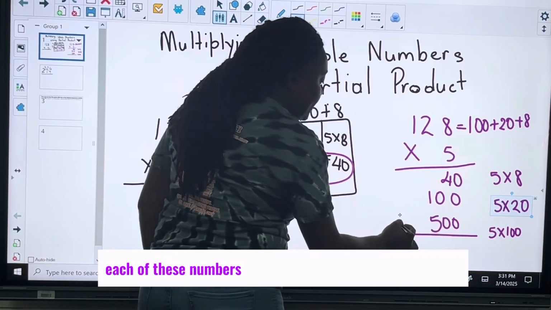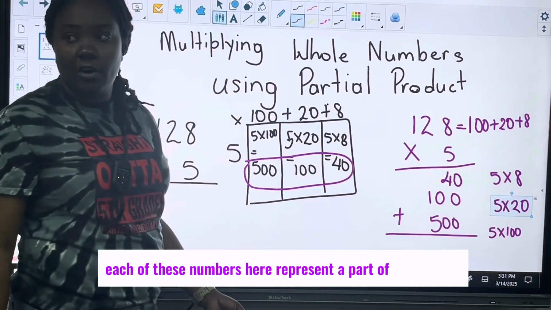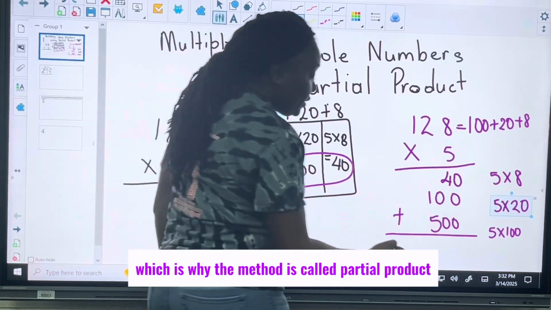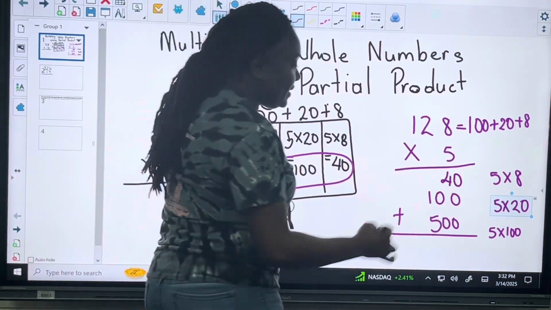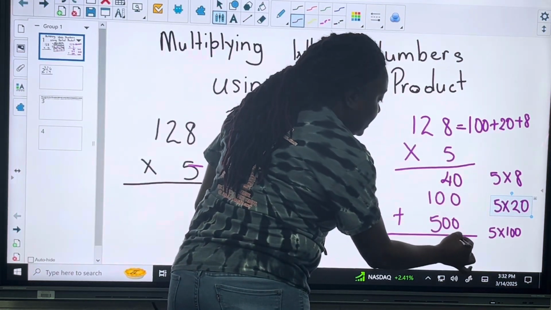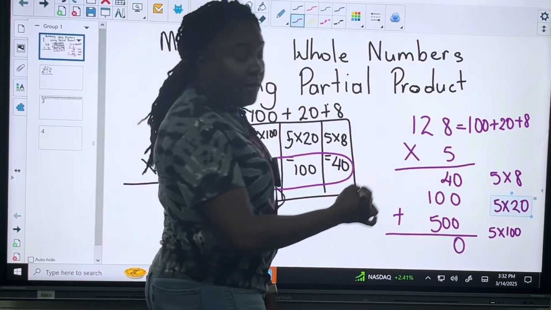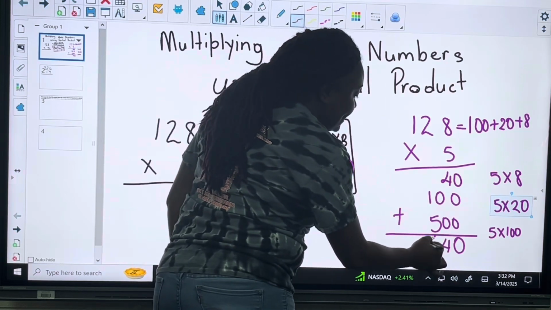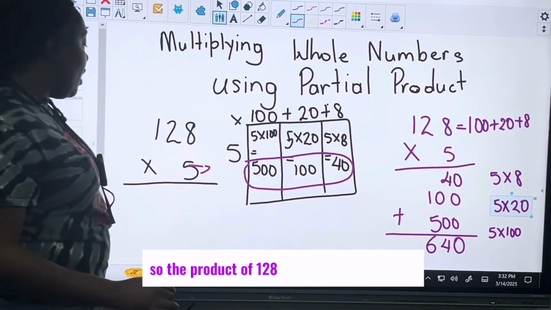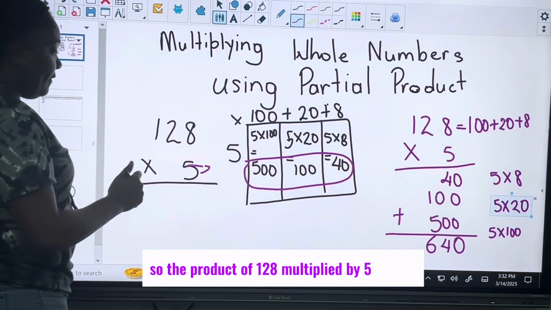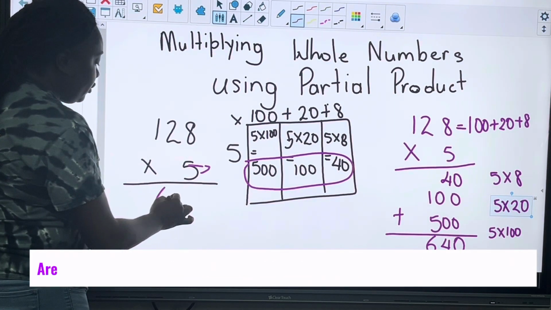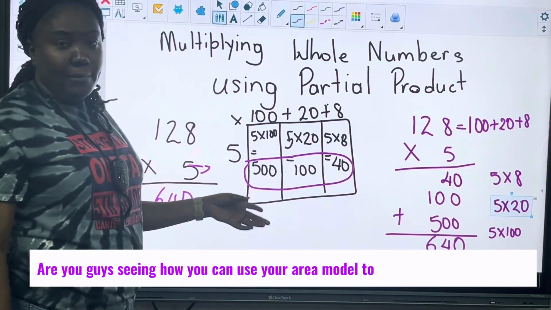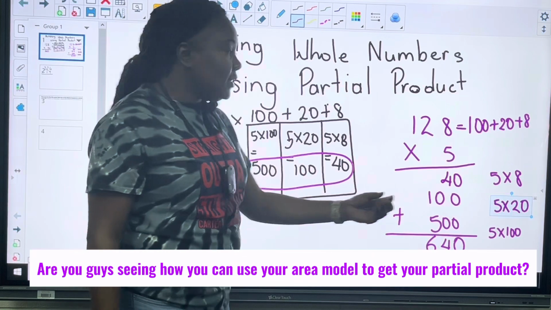Each of these numbers here represents a part of my product, which is why the method is called partial product. Now if I add up all these numbers, then I get my complete product. So 0 plus 0 plus 0 is 0. 4 plus all those zeros equals 4, and 5 plus 1 is 6. So the product of 128 multiplied by 5 is 640. Are you guys seeing how you can use your area model to get your partial product? Good, I hope you are.